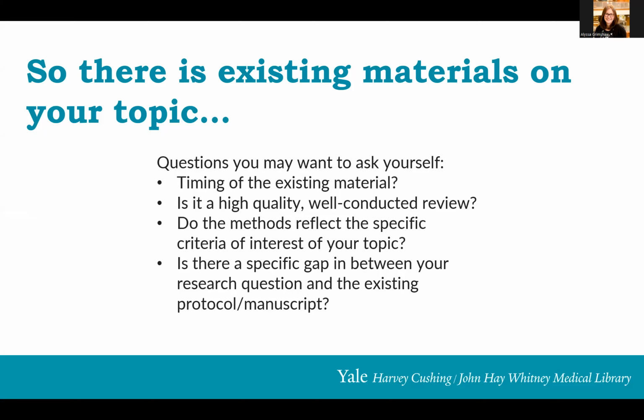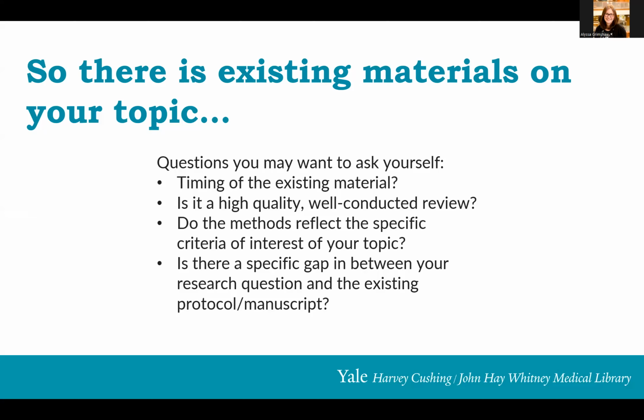Next, you want to look at, do the methods reflect the specific criteria of the interest of your research question? So for instance, is your inclusion exclusion criteria the same? So if you're looking at a relevant review, but you go in and you're like, oh, they didn't include adolescents. This is a disease that impacts children and adolescents significantly. You may decide that you want to redo it.